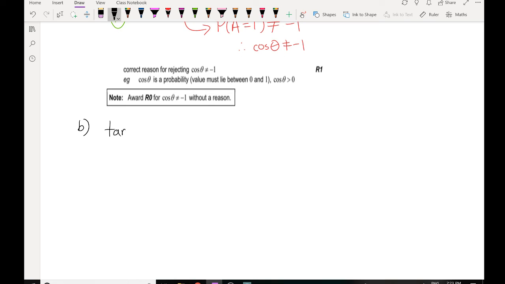Okay, so tan theta is greater than 0. If I think about what that's communicating to me, I guess I know that we're in quadrants 1 or 3.